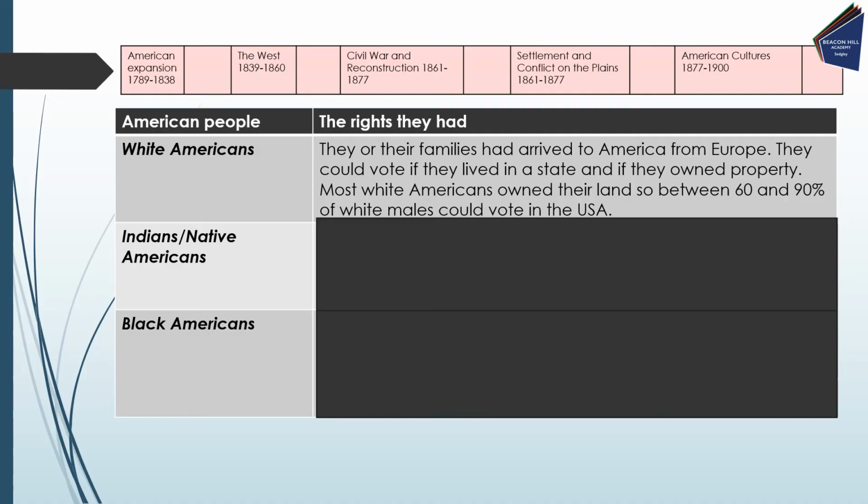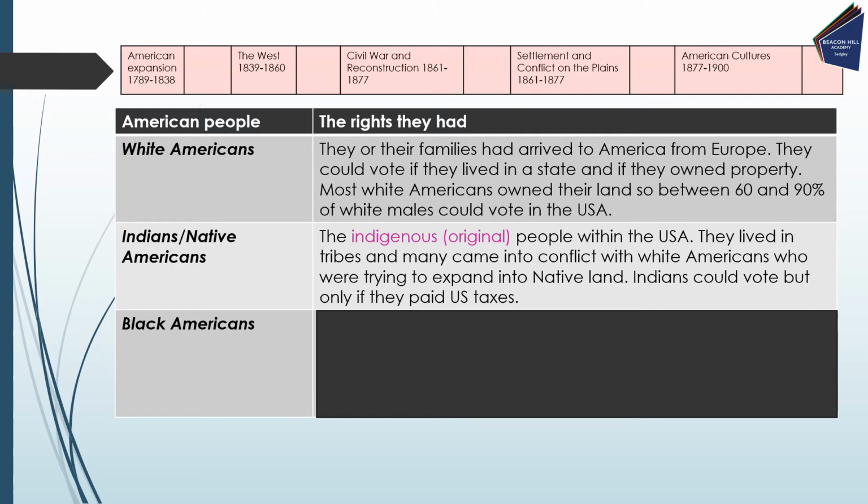So for Native Americans, they can be known as three different names. We've got Indians, we've got Native Americans, and then we have Indigenous people. You need to know that all of these terms are relating to the Native Americans. So these are the groups who lived in tribes and came into conflict with white Americans quite often because the white Americans were trying to expand into native land. Indians could vote, but only if they paid US taxes. So there was lots and lots of conflict between the indigenous people, the Native Americans, and the white Americans. And it's really important that you are comfortable with that term indigenous that is on screen in pink.